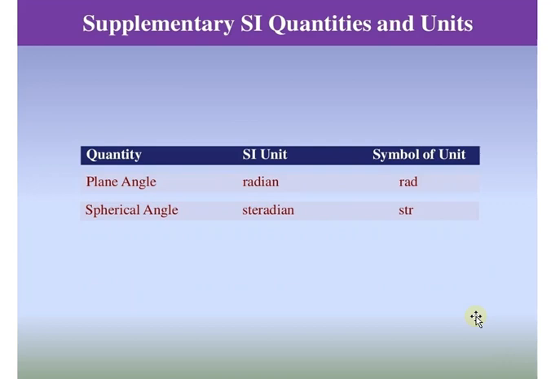Supplementary quantities and supplementary units. There are 2 supplementary quantities which are not yet decided whether they are basic quantities or derived quantities. Pole angle, unit is radian, symbol is rad. Spherical angle, which is also the solid angle, unit is steradian, sr.